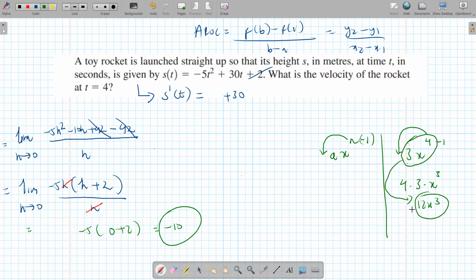Using this logic, if you started off with ax^n, this is going to become n times a times x to the power of n minus 1. This is the general rule, but you don't have to remember any of these formulas. You can just use logic. Would you be able to tell me what's the derivative of negative 5t squared?